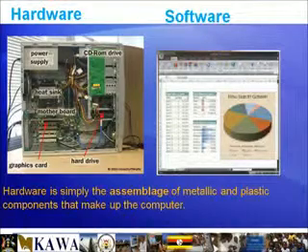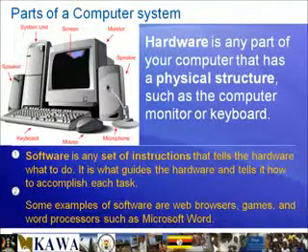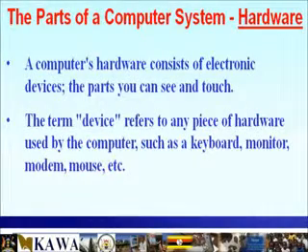Now, what is hardware? Hardware simply refers to the visible and tangible parts of a computer, or physical pieces of equipment in a computer system. It is simply the assemblage of metallic and plastic components that make up the computer. The more memory and disk space a computer has, the better it can perform.